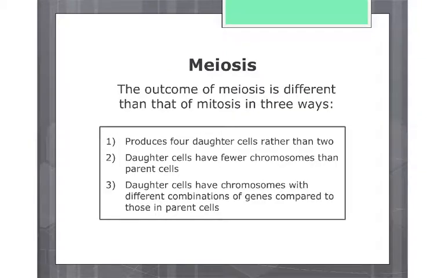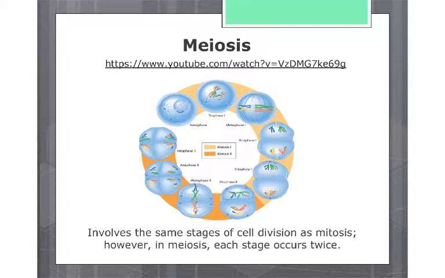Okay, so part 2 of this lesson this week is going to be about meiosis. The outcome of meiosis is a little different than mitosis in 3 ways. It's going to produce 4 daughter cells rather than 2. Daughter cells have fewer chromosomes than the parent cells, and daughter cells have chromosomes with different combinations of genes compared to those of the parents.